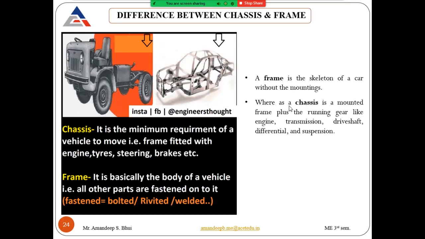So chassis, on the other hand, is a mounted frame plus all the running gear like engine, transmission, drive shaft, differential, suspension, brakes, everything that is attached onto it. So this is the difference between the frame and the chassis. The frame is just a skeleton with no mountings on top of it. Chassis is the minimum requirement for any vehicle to move autonomously. So this is the basic difference between a chassis and a frame.